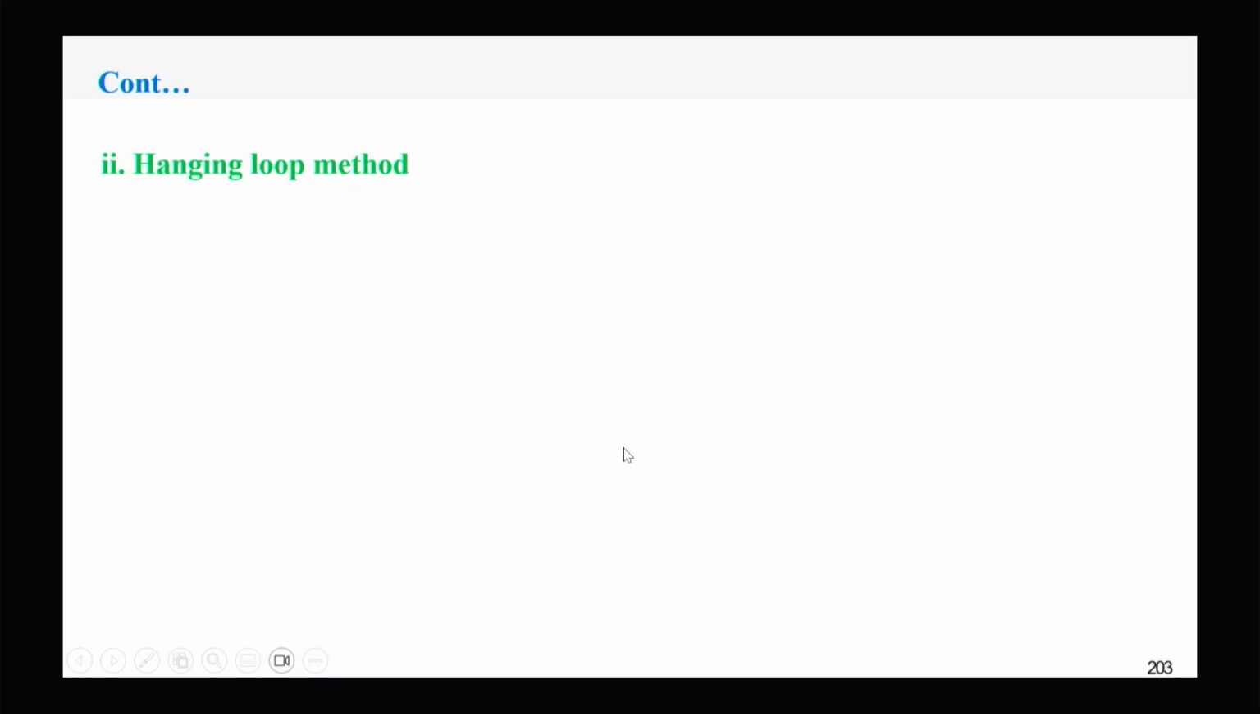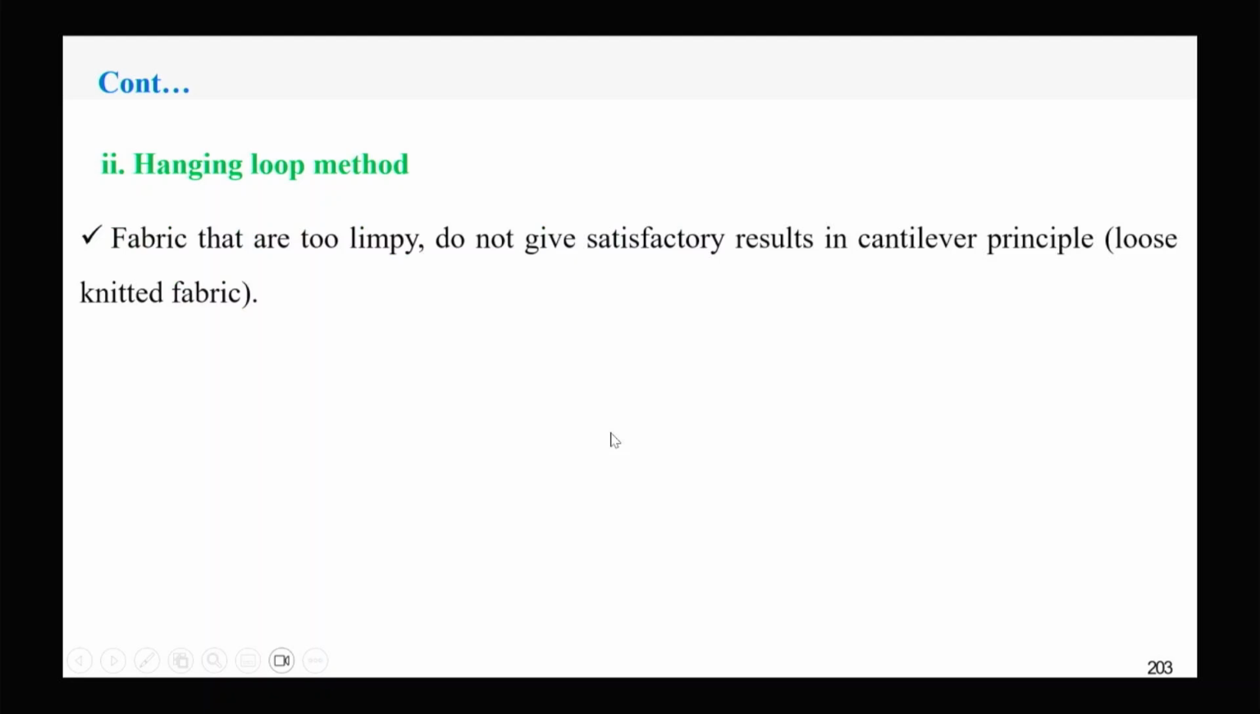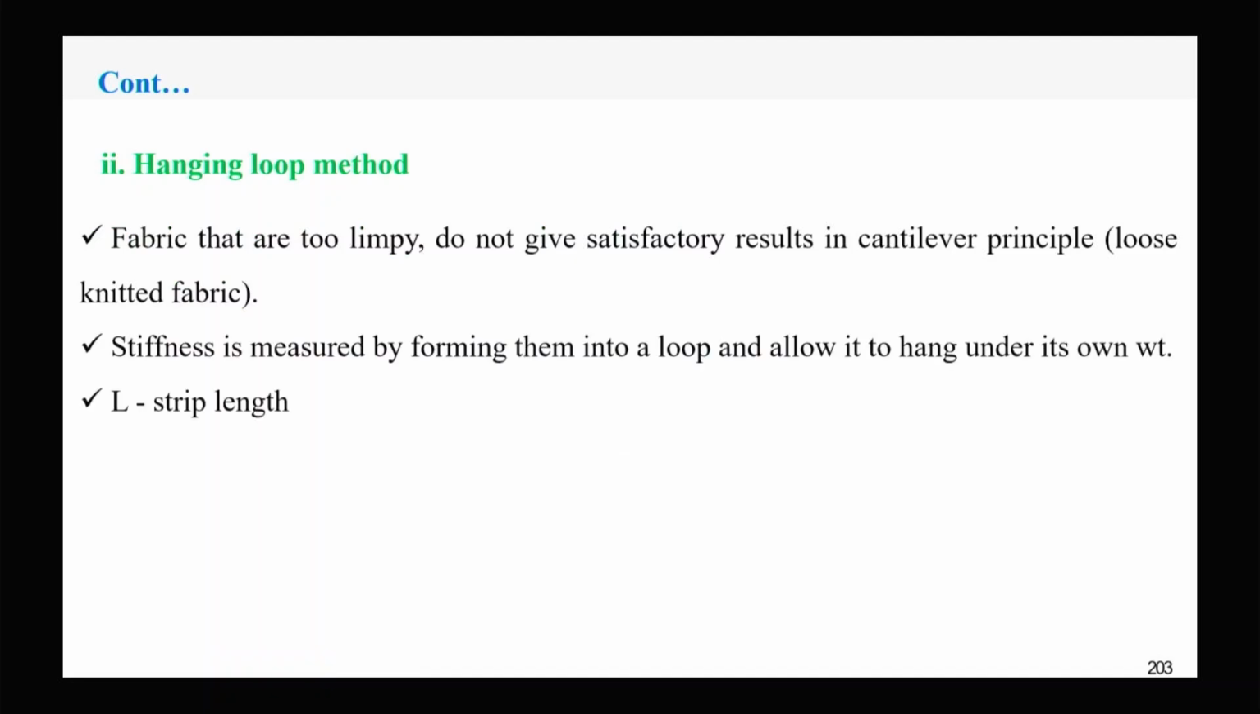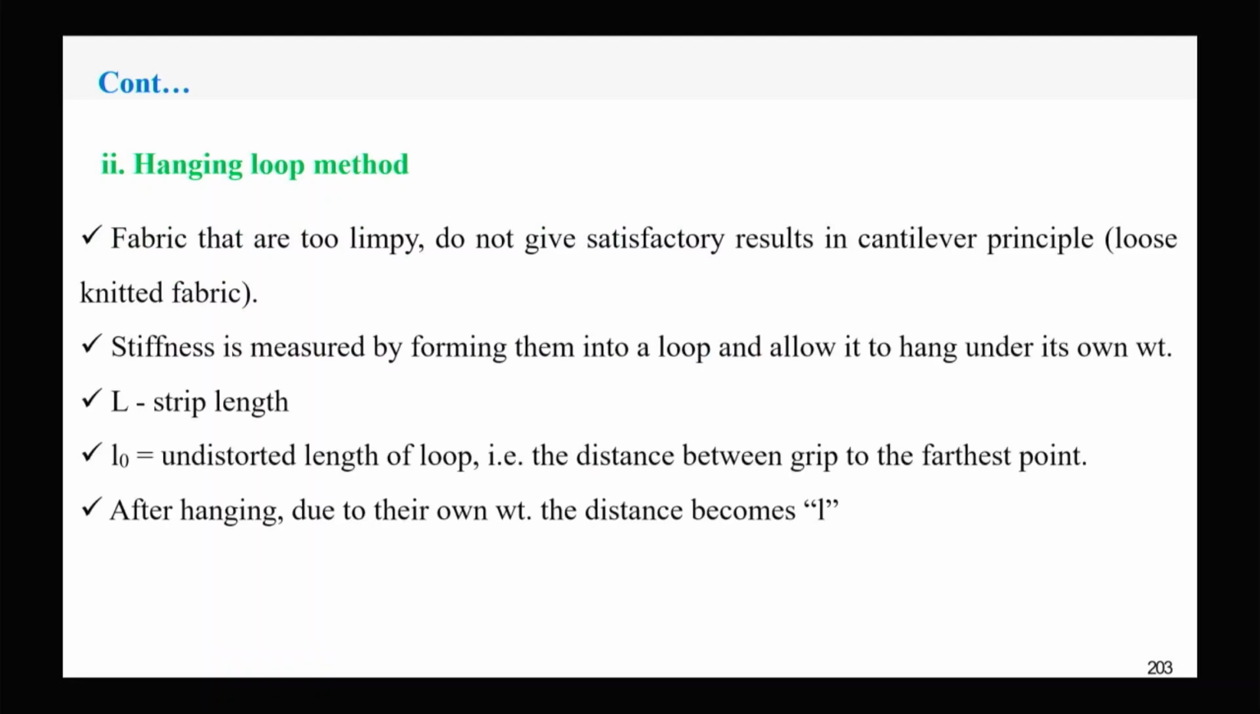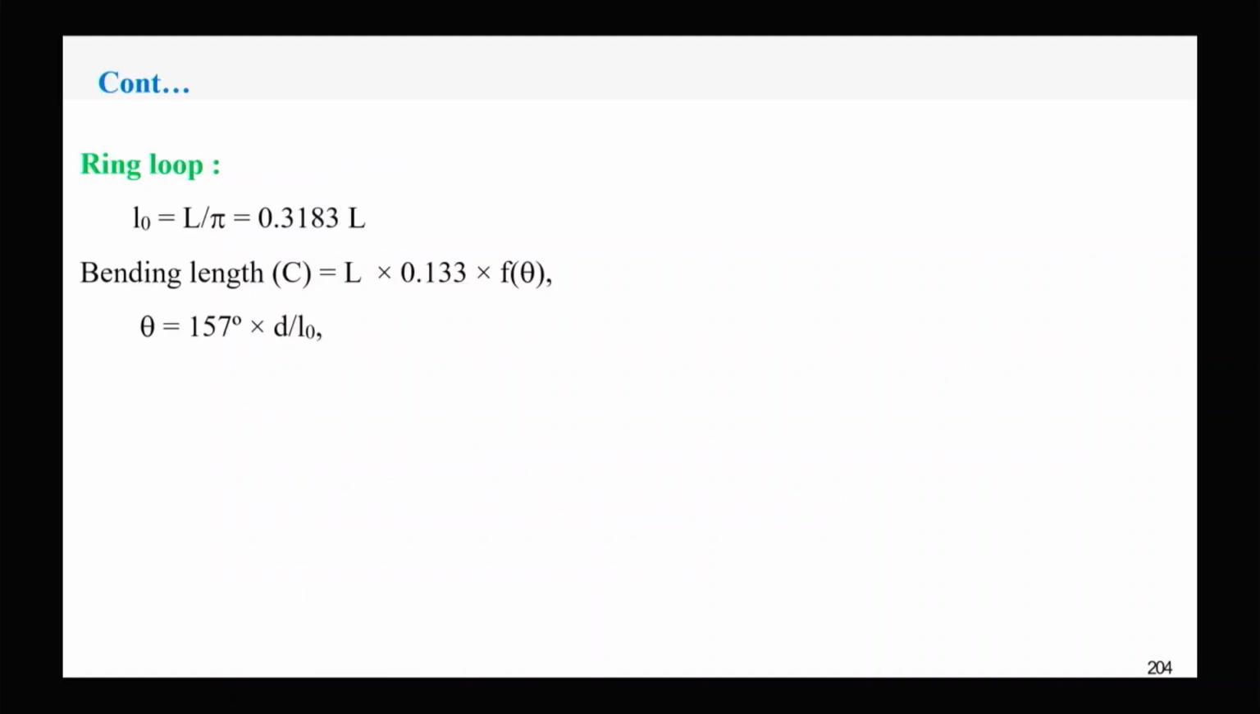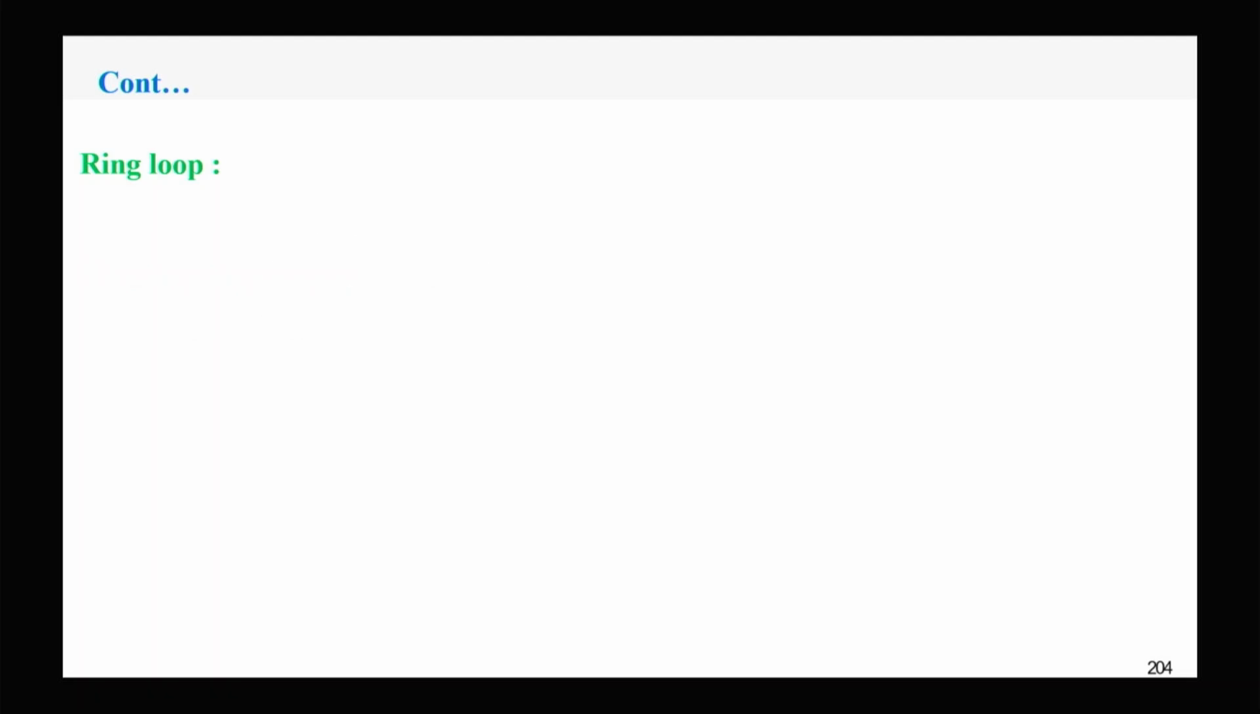Now, the Shirley stiffness tester can be used for relatively stiffer fabric, but for very flexible fabric like thin knitted fabric, the Shirley stiffness tester cannot be used. So there we have different approaches for very limp fabric. These approaches are different loop type methods. One is the ring loop method.